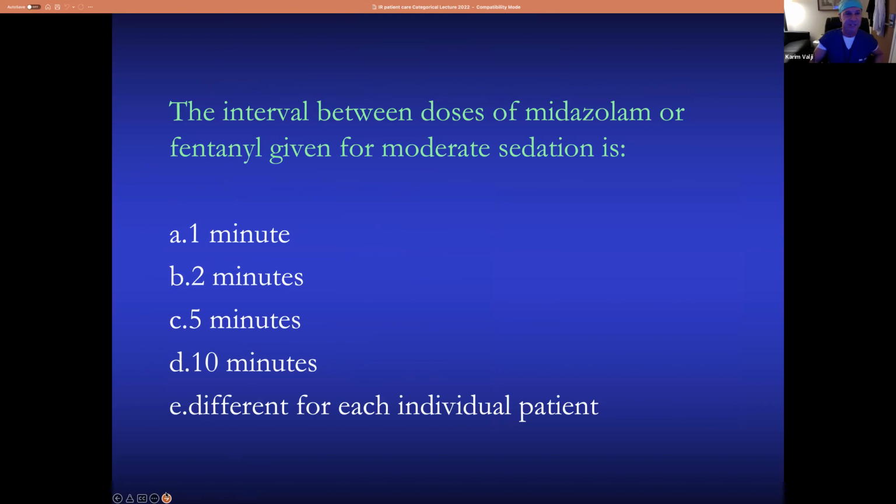Okay, now I'm going to talk about sedation. Most of this is done by the nurses, but as the providing doctor, you're still responsible for administering or ordering these. So you need to know what's going on, and you need to know about these drugs. What's the interval between doses of midazolam or fentanyl for moderate sedation? We give a dose, then how long do you have to wait before the next dose? In IR, it varies depending on what part of the hospital you're in. Five minutes. You have to wait 5 minutes after each dose before you give the next one.